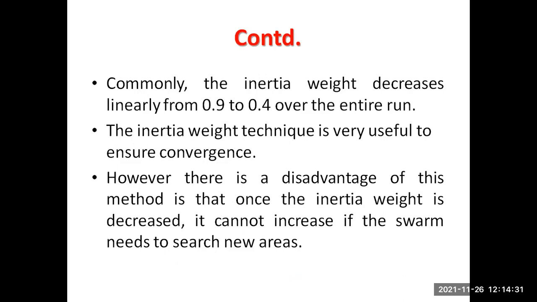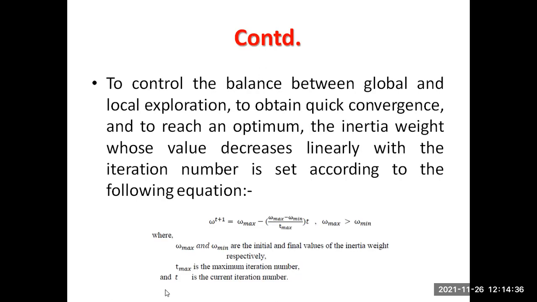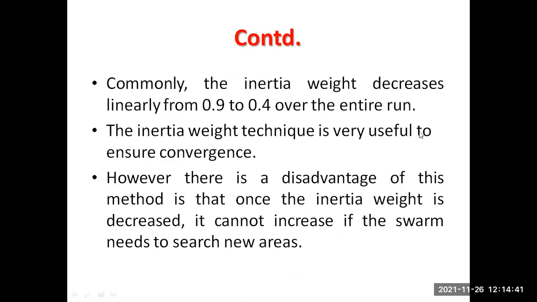Commonly the inertia weight decreases linearly from 0.9 to 0.4. So the omega max value is 0.9 and the omega min value is 0.4. So the range is 0.9 to 0.4, and it is updated at each iteration cycle. The inertia weight technique is very useful to ensure convergence. However, a disadvantage of this method is that once the inertia weight is decreased, it cannot increase when the swarm needs to search new areas. This is the drawback of the inertia weight technique.